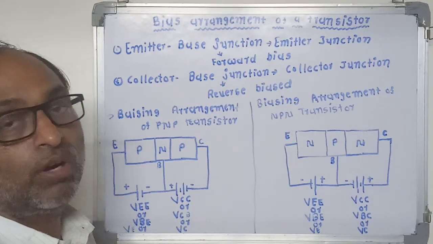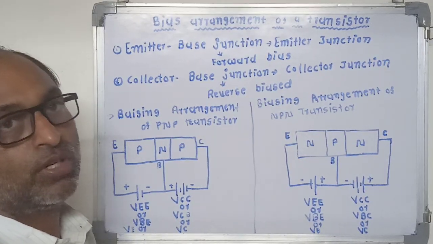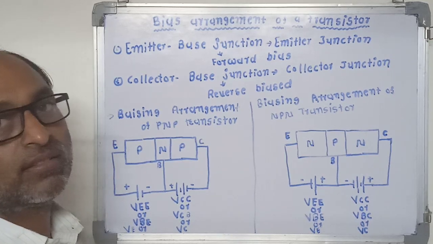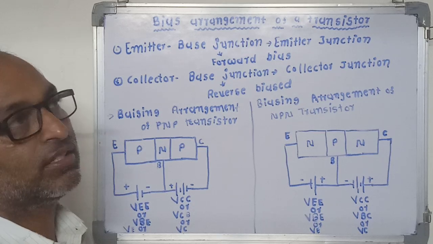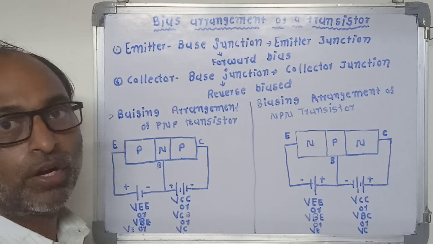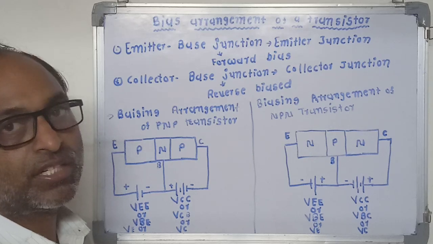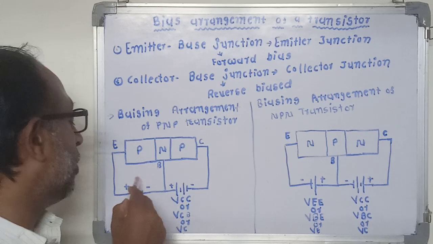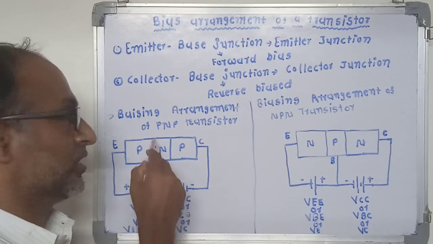Bias arrangement of a transistor. So first of all, what is bias? As a transistor is used as an oscillator, amplifier, etc., for proper working of the transistor, it is necessary to apply DC voltage across the junctions.